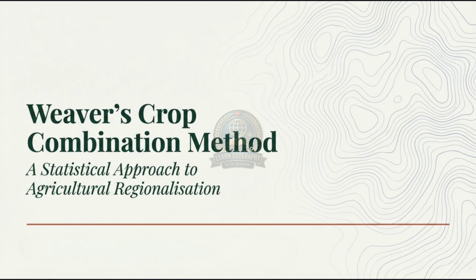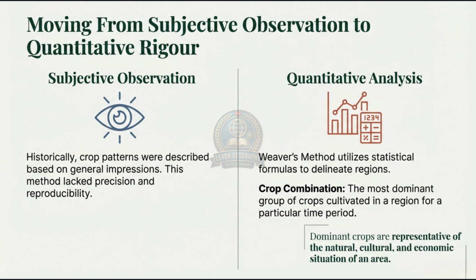Good morning everyone. In this class we are going to discuss Weber's crop combination method, a statistical approach to agricultural regionalization. Okay, moving from subjective observation to quantitative rigor. By using this formula, we can convert this subjective observation to quantitative rigor. That means the agricultural land and area calculation.